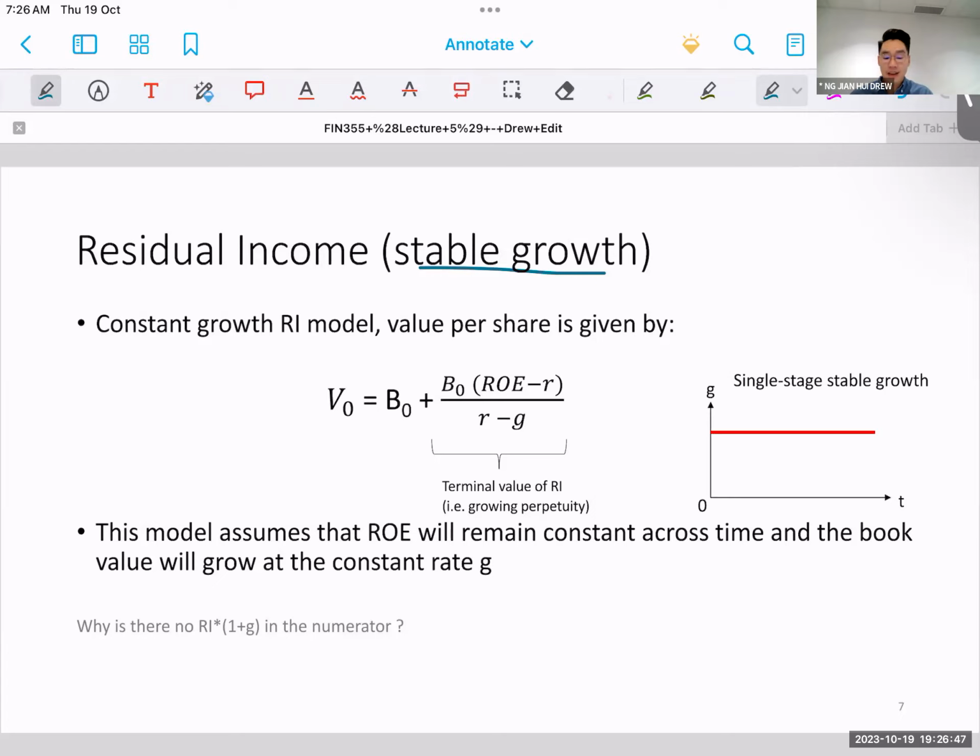In terms of a stable growth, we know that it's just a single stage. We're just growing at a stable rate. So to value under the residual income model, we have the book value, same thing, and then we add in all the various residual incomes. But since we know that it's a stable growth, what we are adding on is a growing perpetuity.